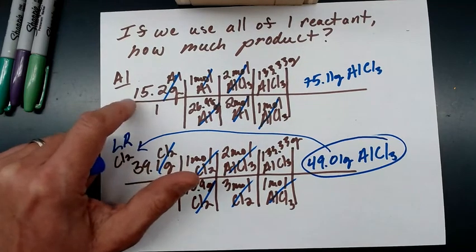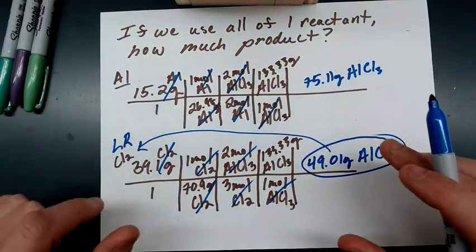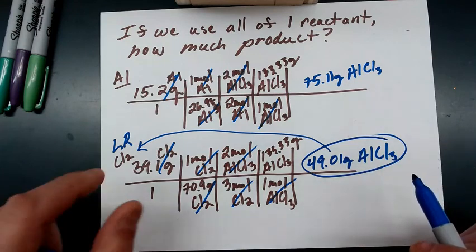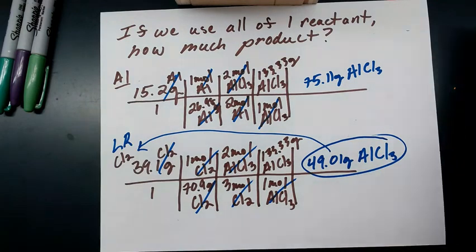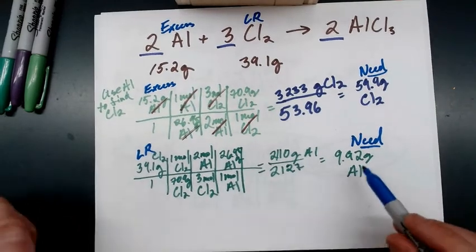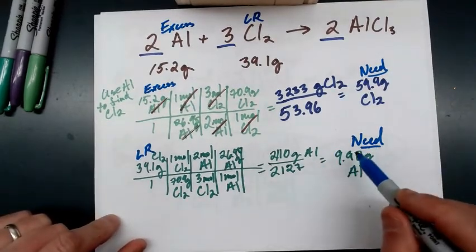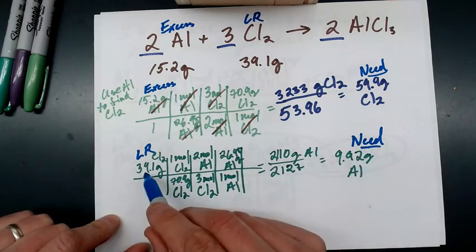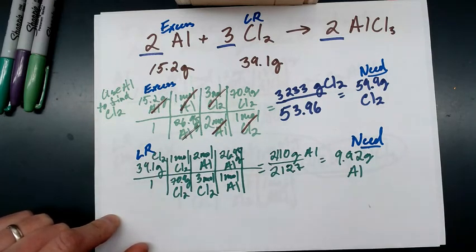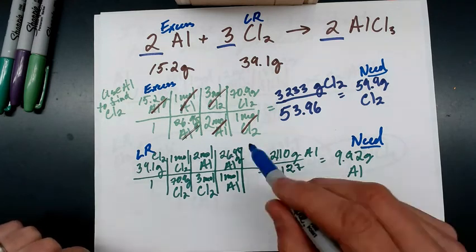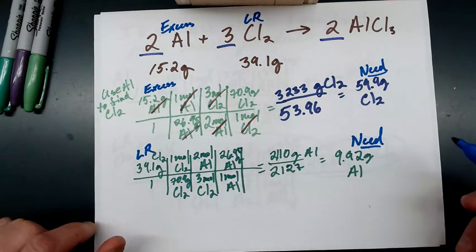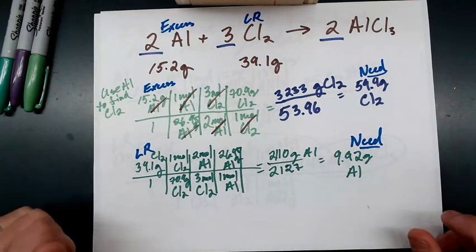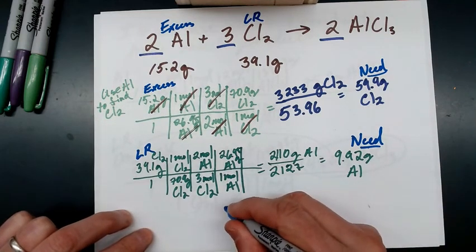I have no idea, if I do these calculations to figure out limiting reagent and excess, how much aluminum I'm going to use. Well, I did over here, and it says that I'm going to need 9.92 grams of aluminum if I use all of my limiting reagent. What this doesn't provide me is the grams of my product, which is aluminum chloride. So there are drawbacks for each of them.